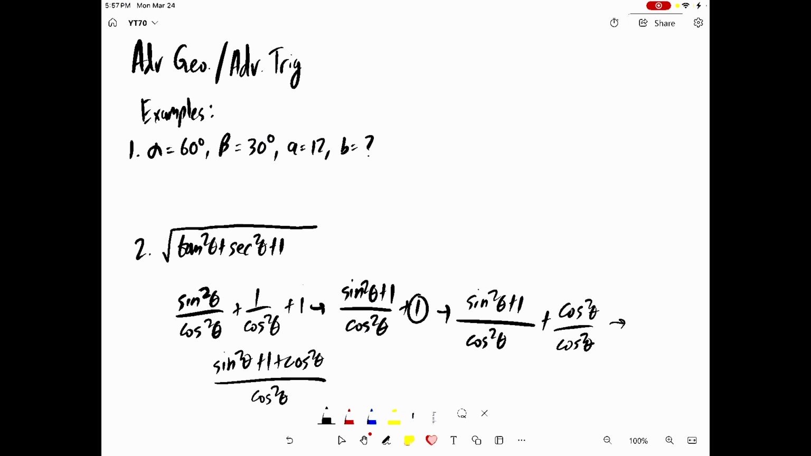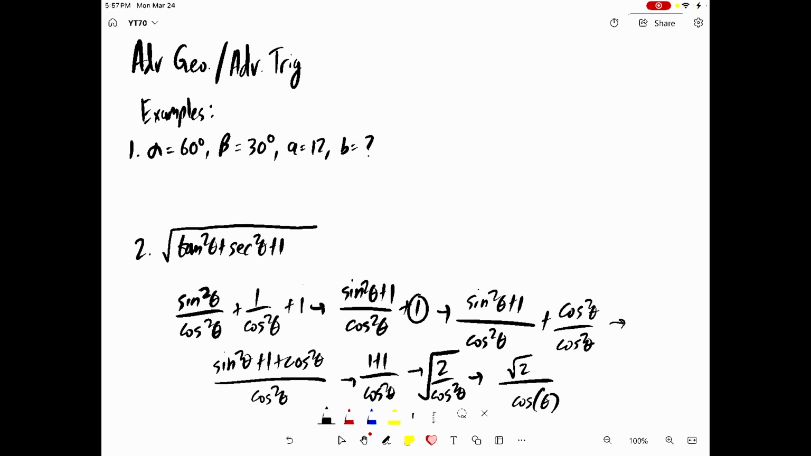Now, what you have to do here is you have to recognize that sine squared theta plus cosine squared theta is equal to 1. So this becomes 1 plus 1 over cosine squared theta. Now this becomes 2 over cosine squared theta. Now, you can't forget to take the square root. So, when you take the square root, this becomes the square root of 2 divided by cosine theta. Now, that's about how you solve it.